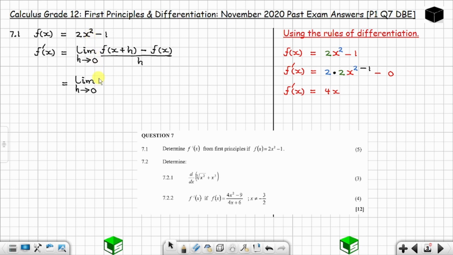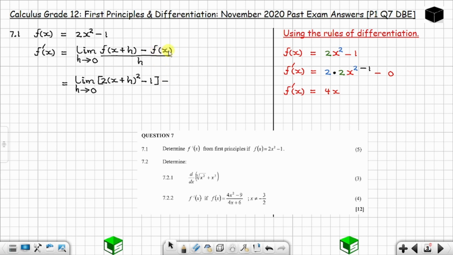So it will be 2 times x plus h, and remember, squared. You can see I have replaced my x with x plus h. So wherever there is x, you replace with x plus h. And then you have minus 1 there. Let me put this in square brackets like this. I like doing this. So we have everything there, and now minus.